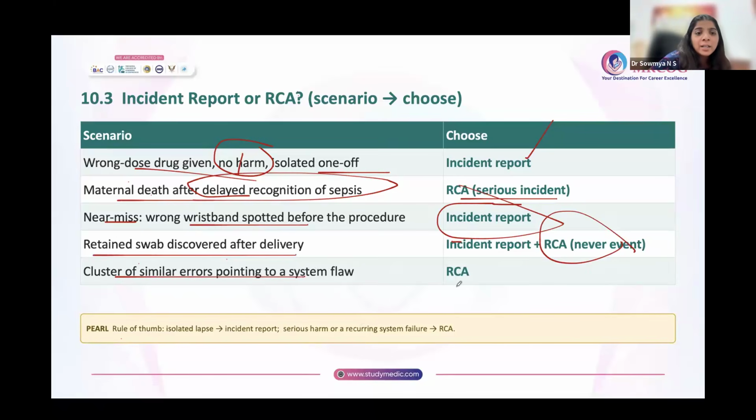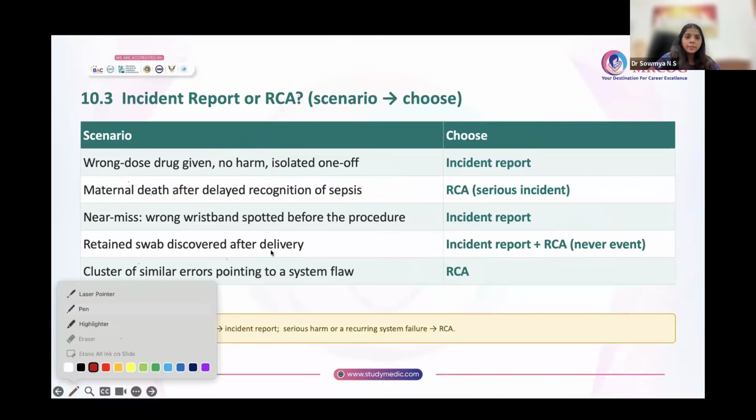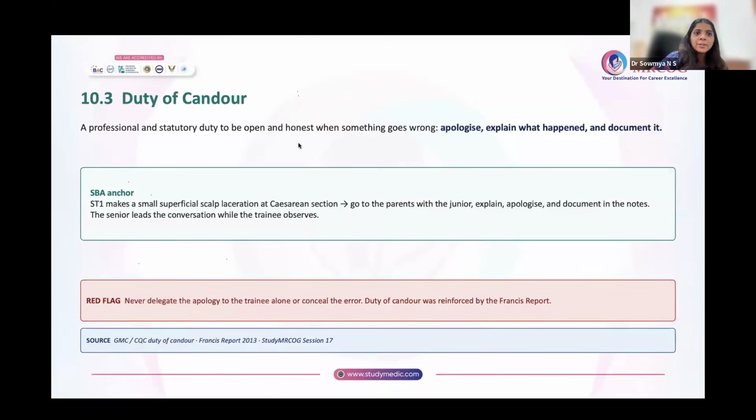Cluster of similar errors pointing to a system flaw: wherever a single case has multiple system errors, as we saw in the Swiss cheese model as well as the fishbone model, you go for root cause analysis. So the rule of thumb is: isolated lapse without serious harm, it's an incident report. Serious harm or recurring system failure, it is root cause analysis. Are we clear, guys? Are we all good? Yes, no, not sure? Perfect. Thank you guys for all the continuous reactions you are giving me.